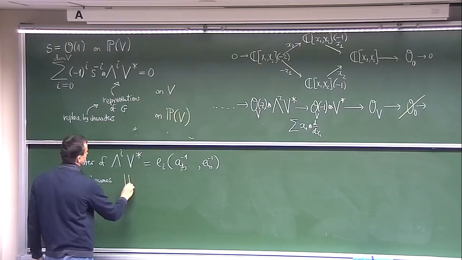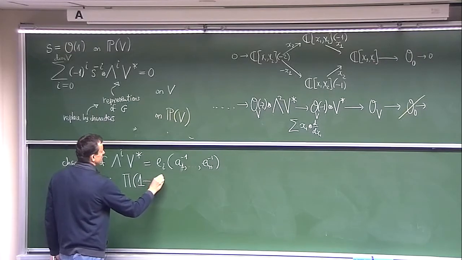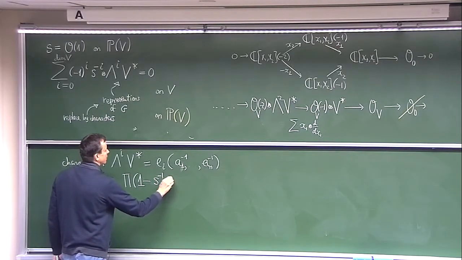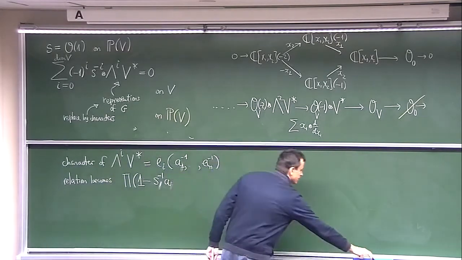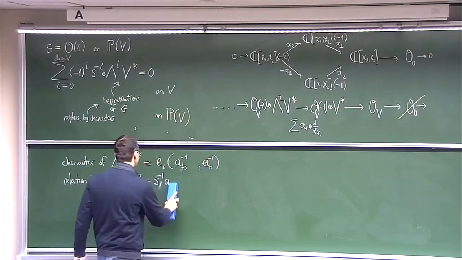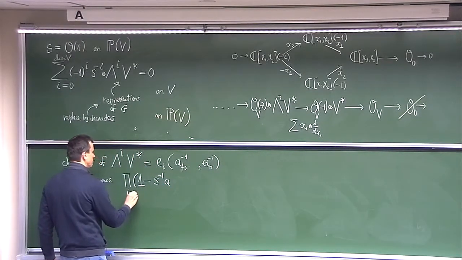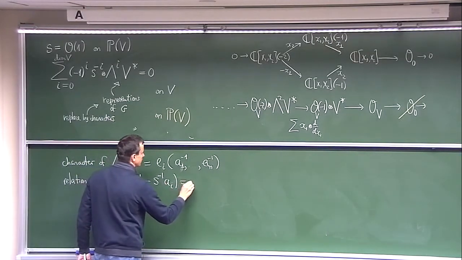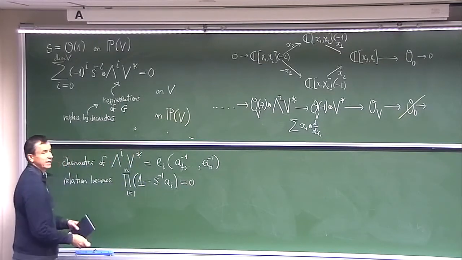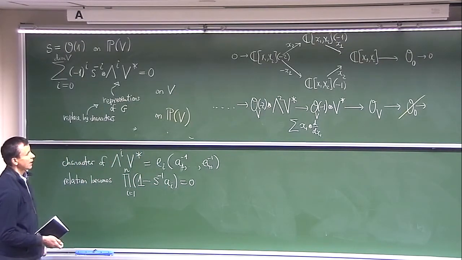becomes the product of (1 minus s^(-1) ai^(-1)), i goes from 1 to n, and this is 0. Because if I expand this out, I'm exactly going to get elementary symmetric functions.